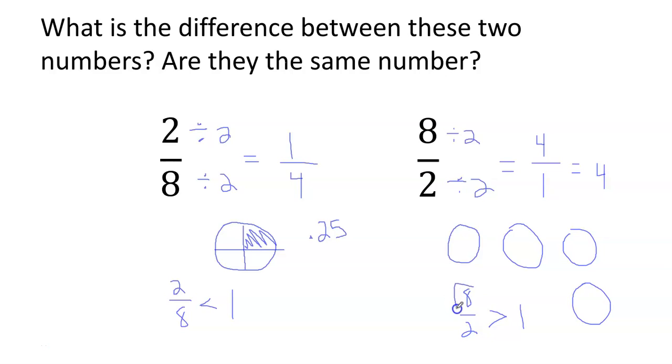So if the numerator is larger than the denominator, then this value is greater than 1. If the numerator is smaller than the denominator, then this value will be less than 1. And the other thing you need to know is that if the numerator and the denominator are equal, we get 1. Let's say it was 2 over 2. If the numerator and the denominator are the same, it's going to be equal to 1.